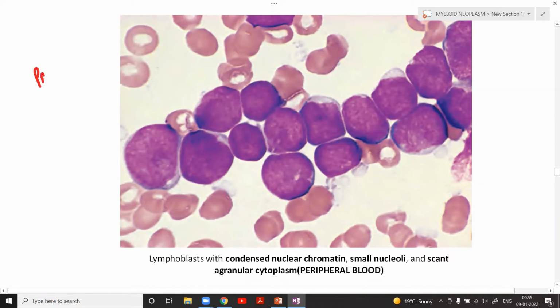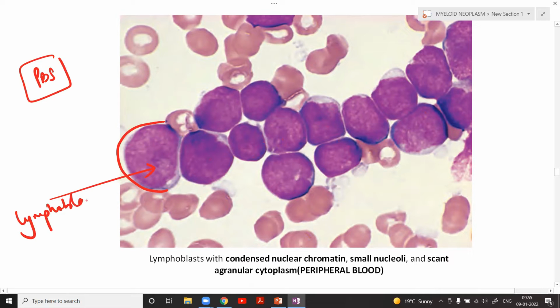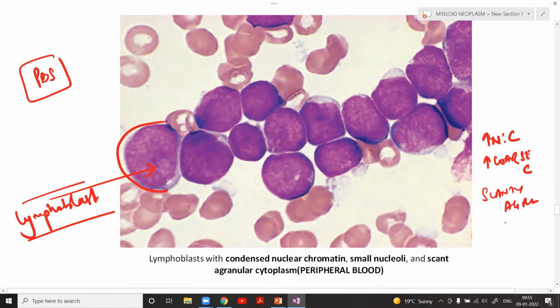You will be given a peripheral blood smear. Can you appreciate what these cells are? Yes, blasts. Very good. They are lymphoblasts. Why am I saying it is a lymphoblast and not a myeloblast? Because they have coarse chromatin, a high NC ratio, and scanty agranular cytoplasm. Also, the nucleoli are inconspicuous, not that much present. That is why we are calling it this.